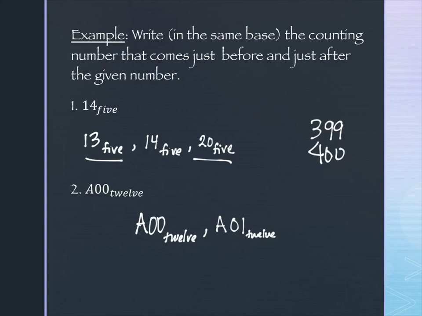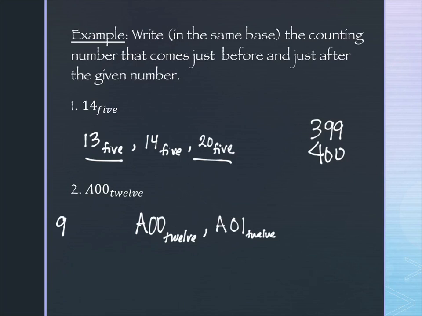So let's think about that from that perspective and look at the number A00. So if I take the A, that's the hundreds place, right, the third digit, and if I go back 1 digit, what number comes before A? 9. So the number before is a 9. Okay, that's the third digit from the right. The other 2 digits have to become the biggest value that exists in this base. So what is the biggest value that exists in base 12?